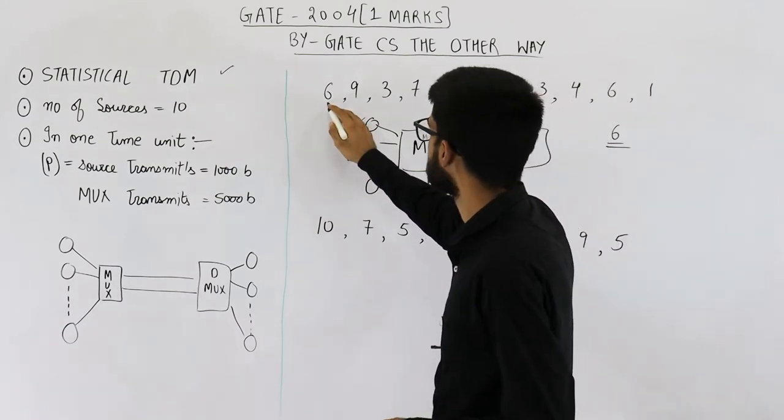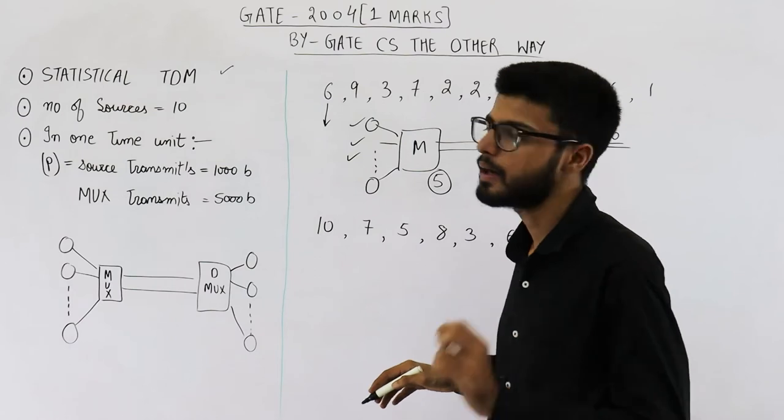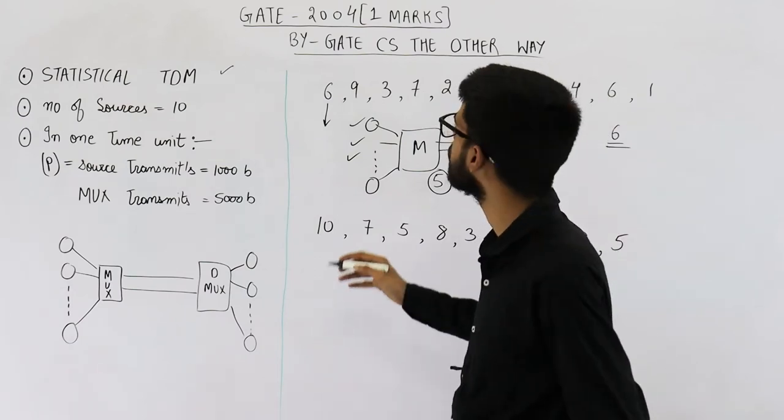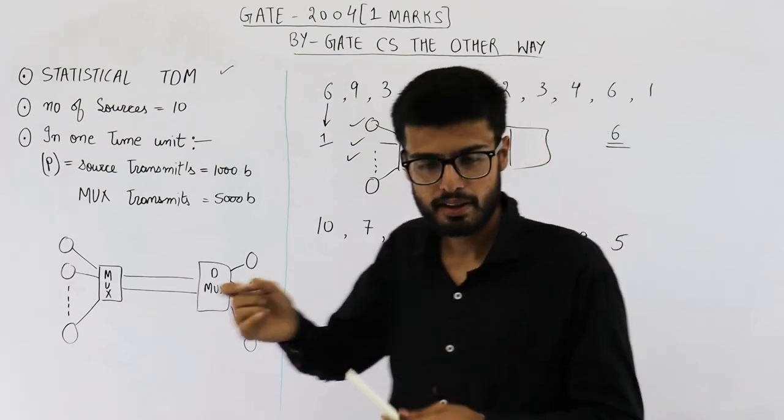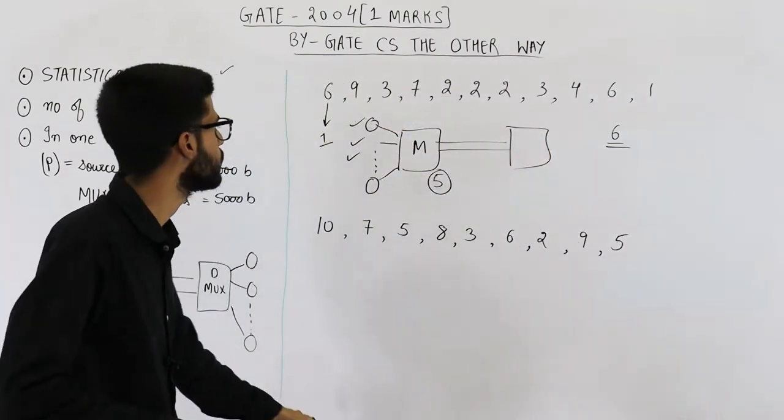See, from here, send data of any 5 sources. What is the backlog? It will be 1. That means one source is left that still wants to send data. Okay.